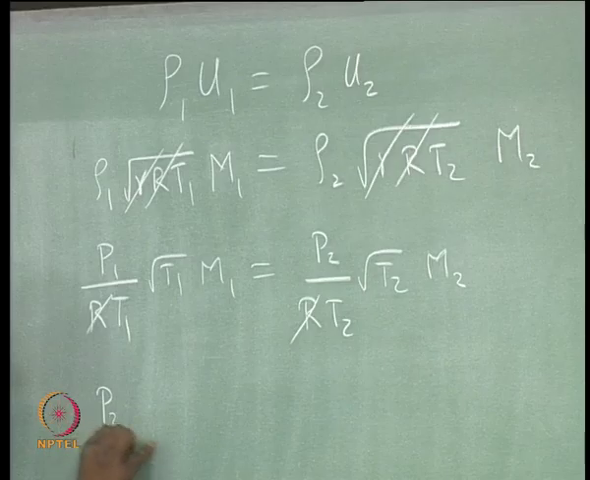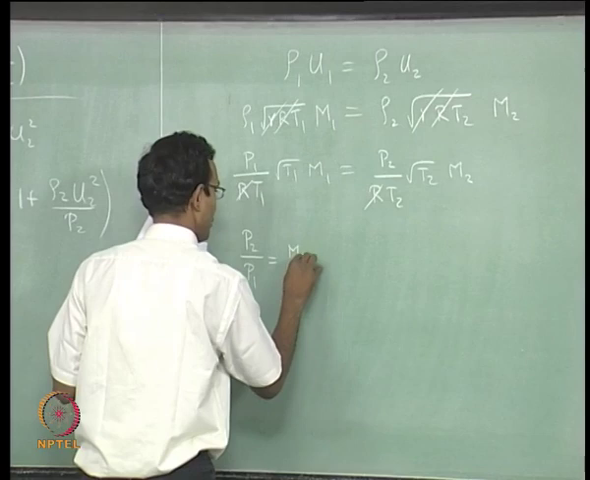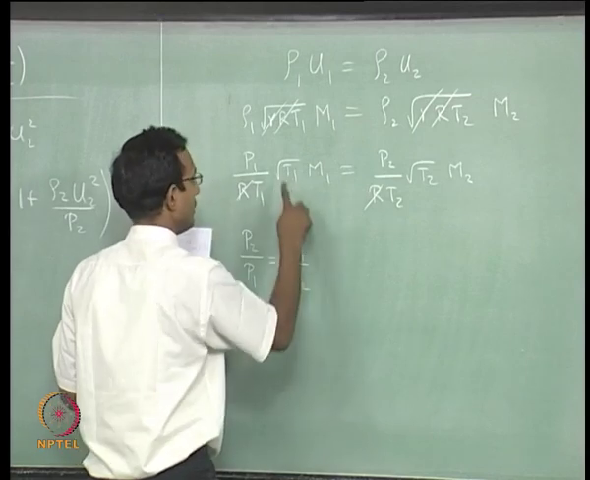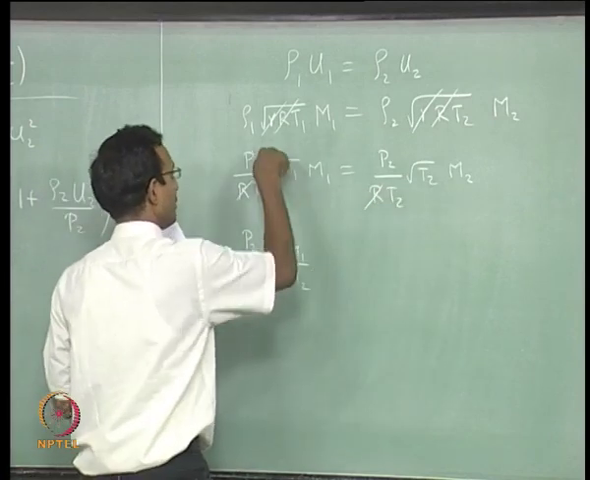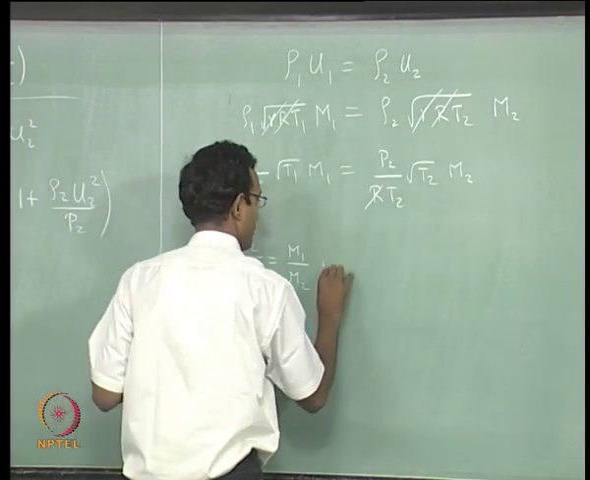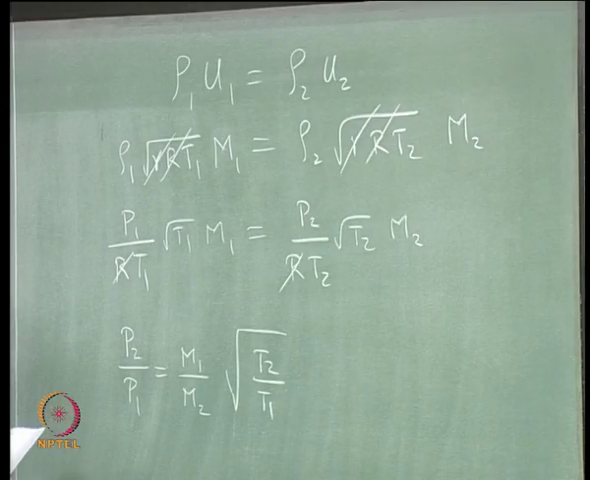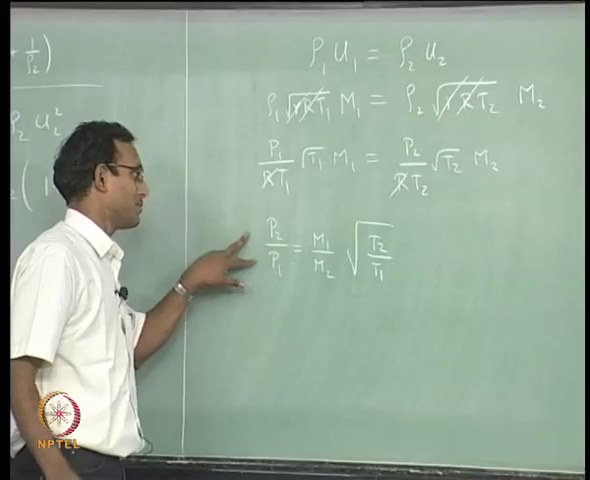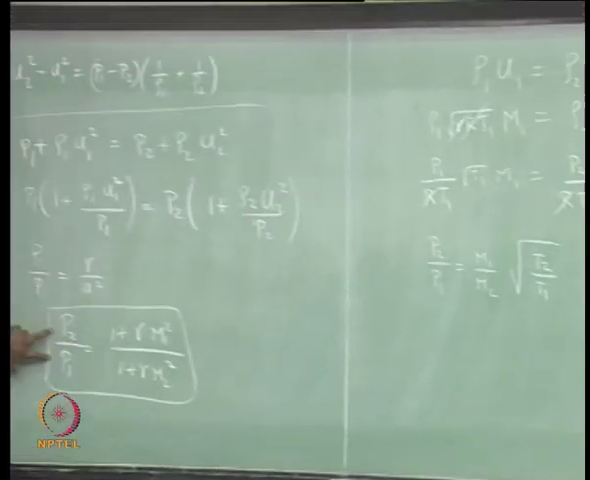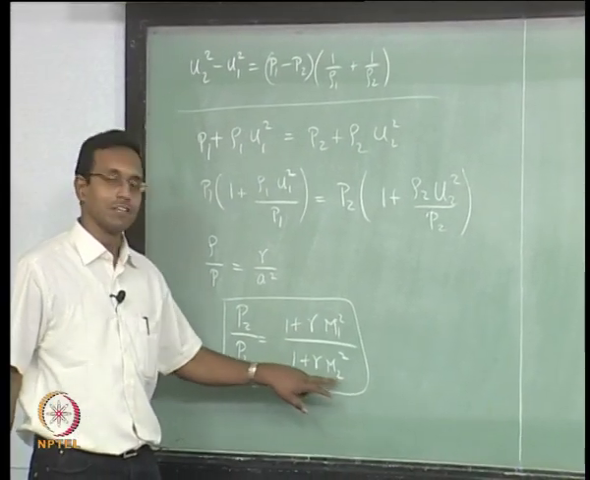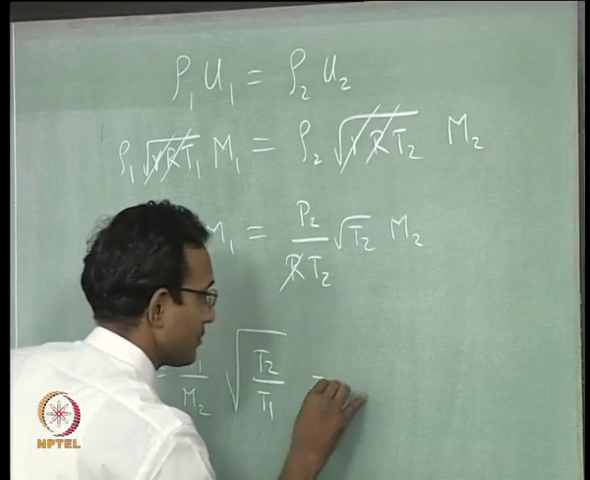I will write this as P2 by P1 will be equal to M1 by M2 times square root of T1 in the denominator finally here, and this will come out to be square root of T2 by T1. I will get to this form. Now, I already know something about this. I know that this is equal to, from here, 1 plus gamma M1 square divided by 1 plus gamma M2 square. I will use this in place of P2 by P1.